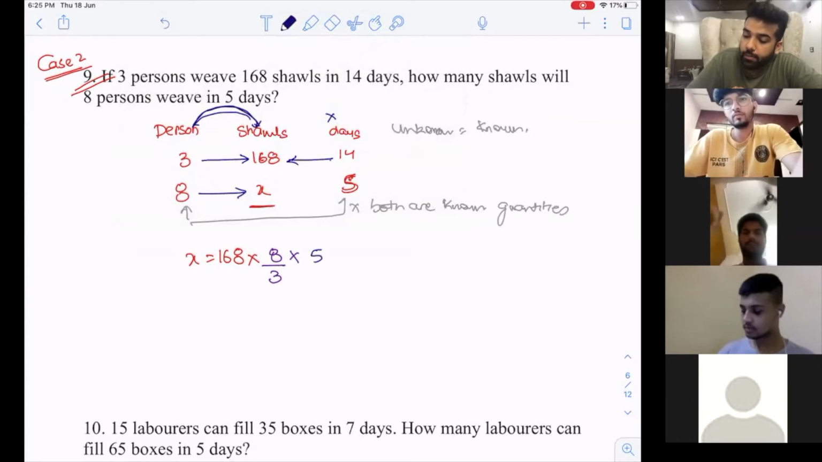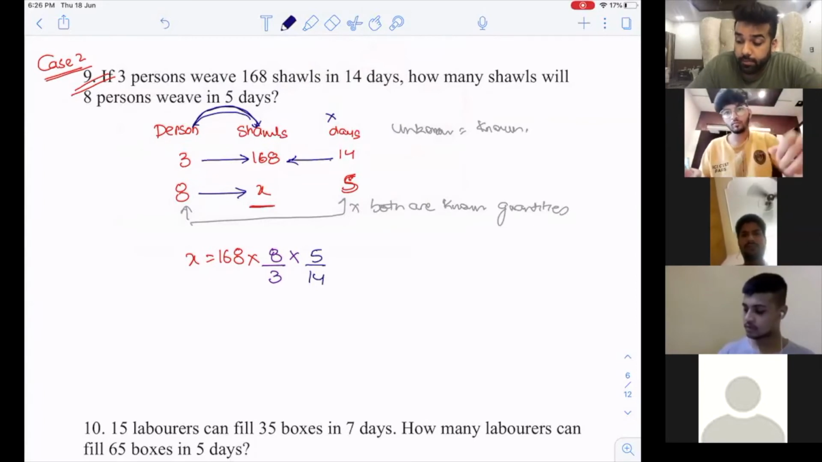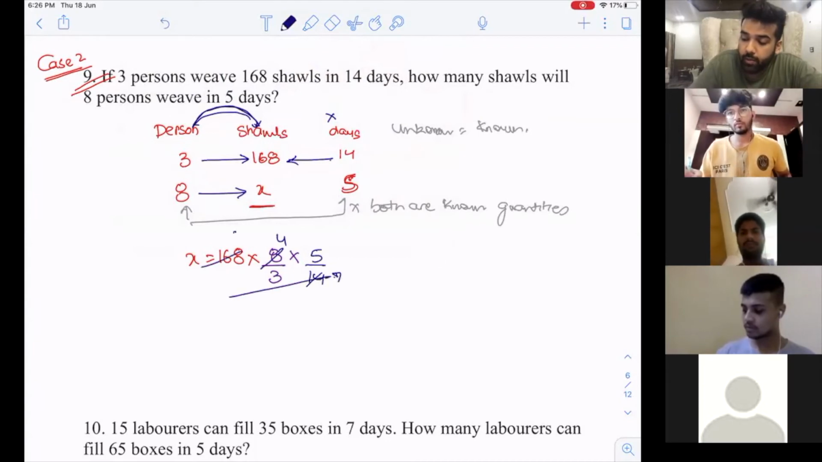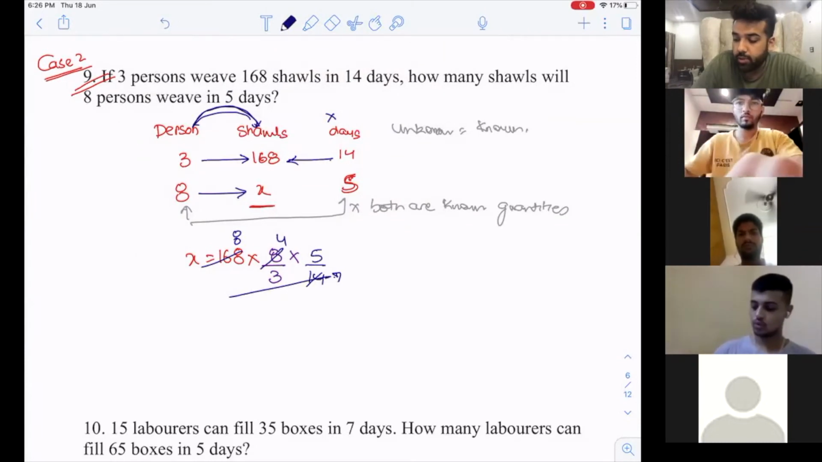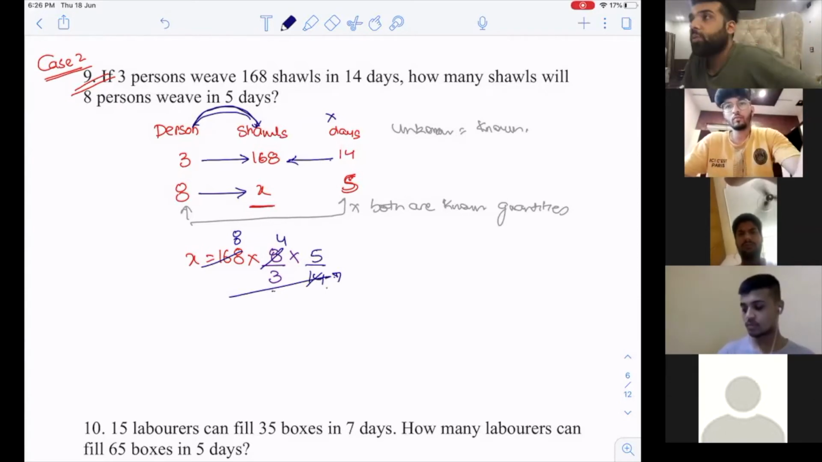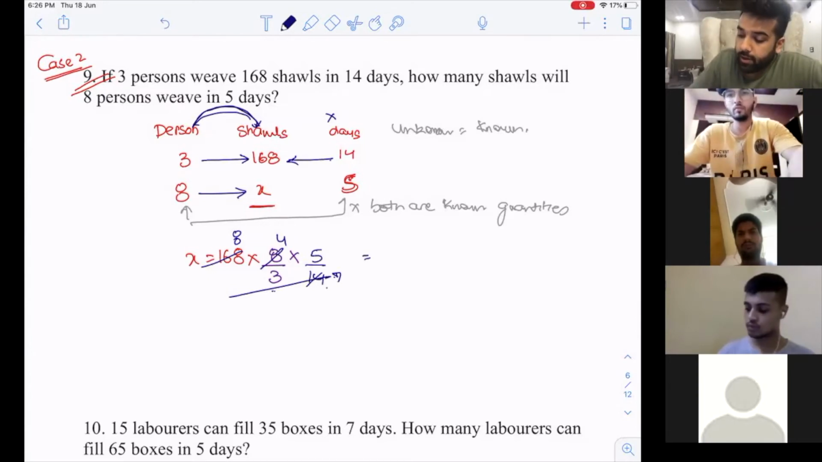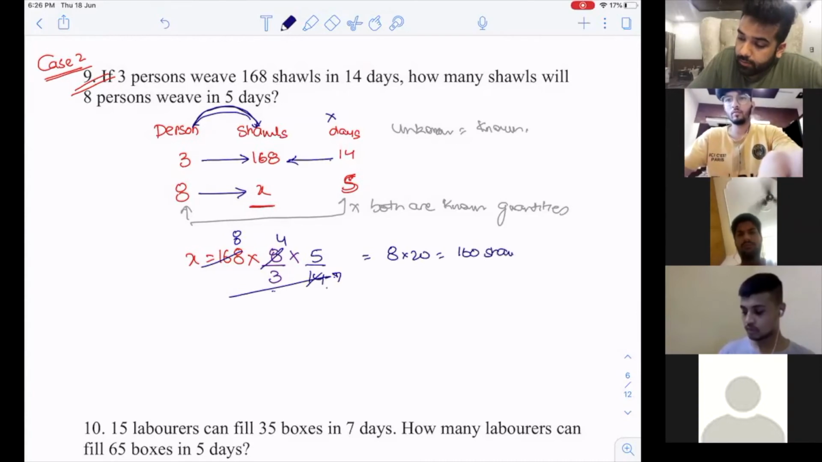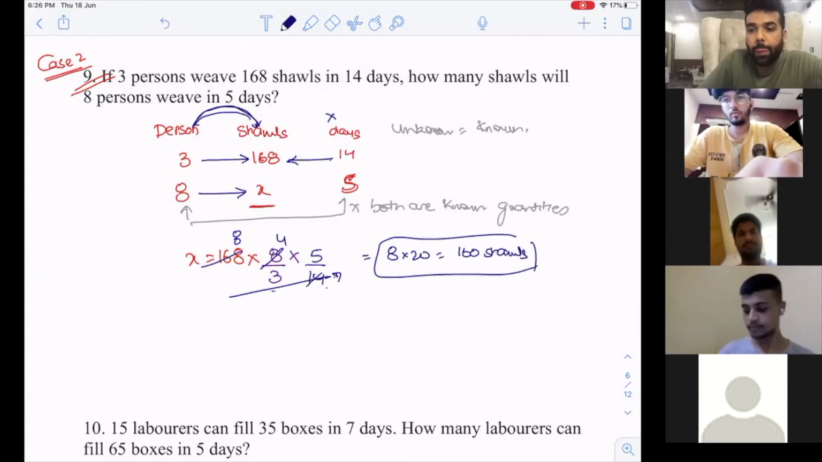Smaller number above, bigger number below. Clear or not? Let's solve it. 160. We divide 4 by 7, this becomes 21. 21 eights are 168. Okay, 8 into 20 is 160. Clear, everybody?